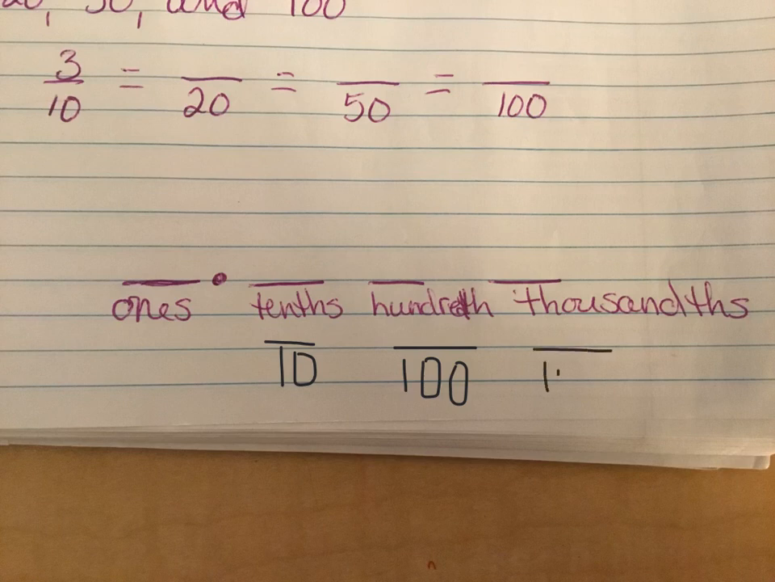You should see a trend. This one would be 1,000. This is how easily we can look at decimals and put them into a fraction form. So if I had a decimal of 0.6, it would be 6/10. If I had a decimal of 0.72, I have 72 over 100, or 72 hundredths.